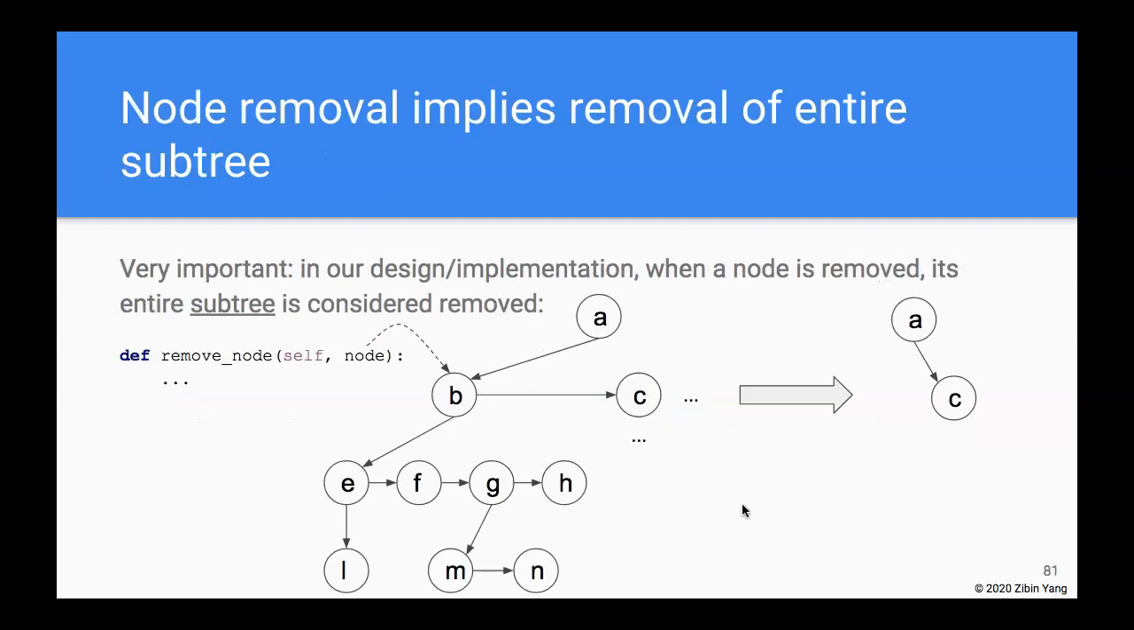Another very important thing to know, at least in our implementation of the general tree, is that when we remove a node, the whole subtree that is rooted in that node is considered removed. So in this example, if the node we're removing is node B, then after it's done, the whole subtree that starts at B is removed from the tree. What's left over in the tree would be the nodes A and C and potentially other things. But again, the whole subtree that starts at B is gone.